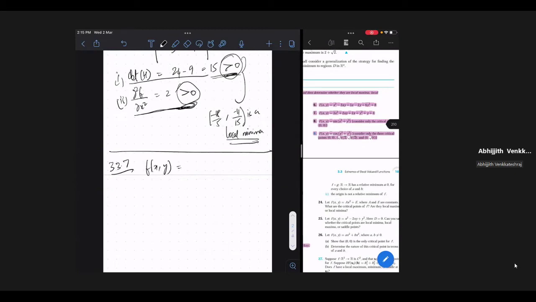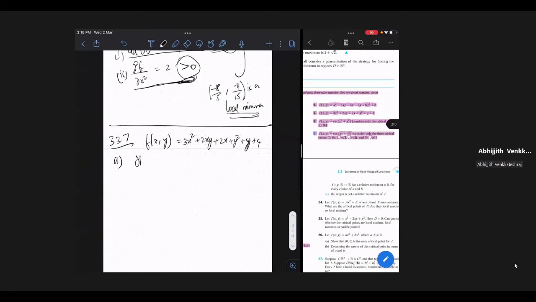My f of x comma y is 3x squared plus 2xy plus 2x plus y squared plus y plus 4. So first things first, in order to find the critical point, let's see what my dou f by dou x is. It is 6x plus 2y plus 2 equal to 0. Then my dou f by dou y will be 2x plus 2y plus 1 equal to 0. Solving these two equations, I will get my point as minus 1 by 4 comma 1 by 4.